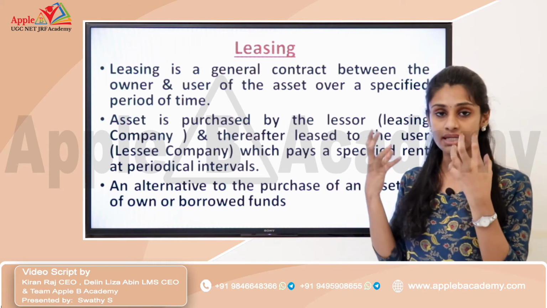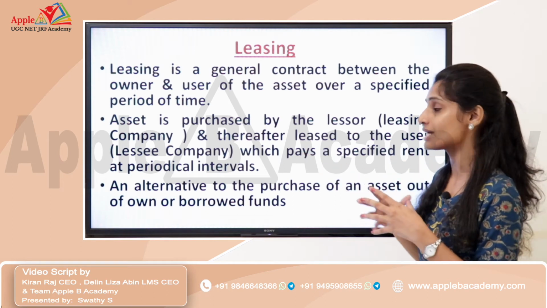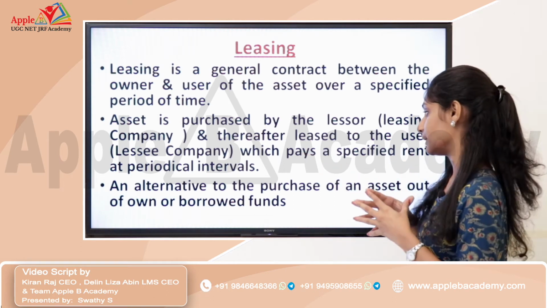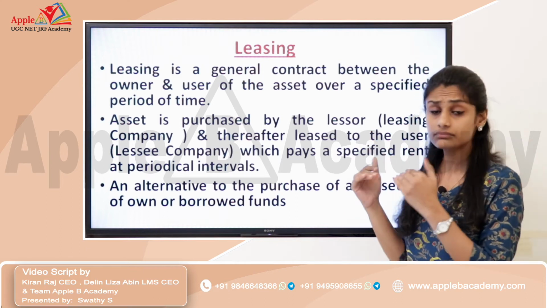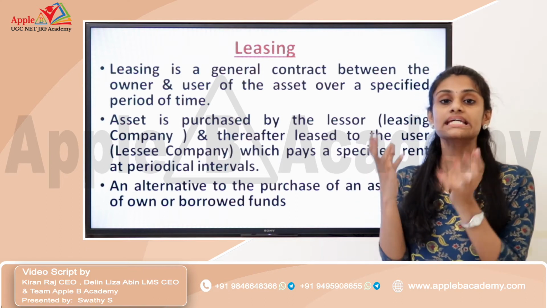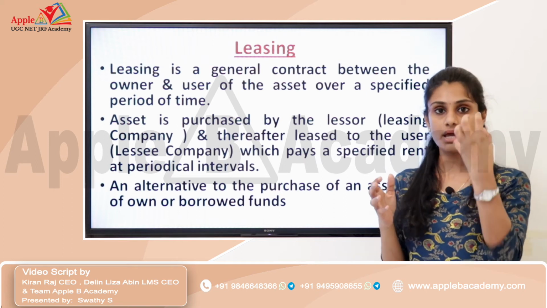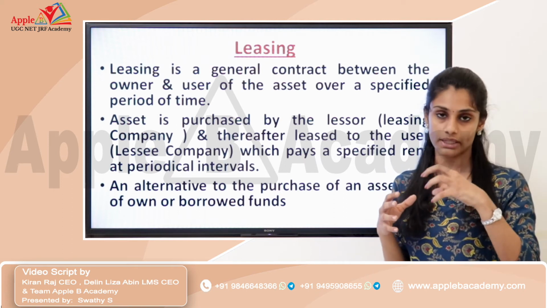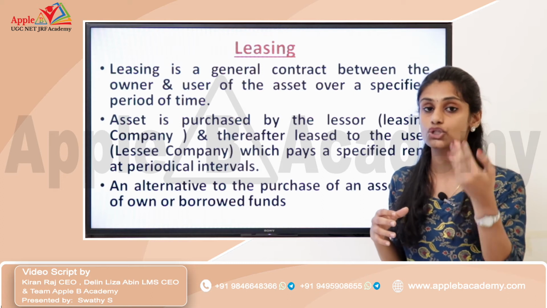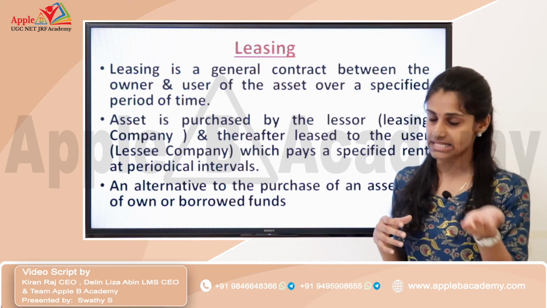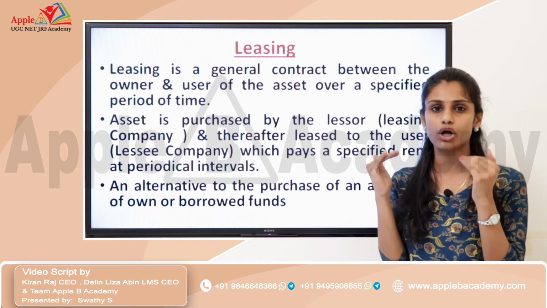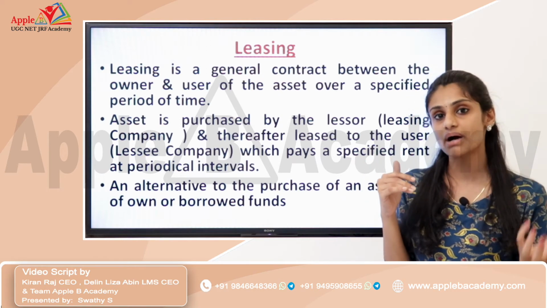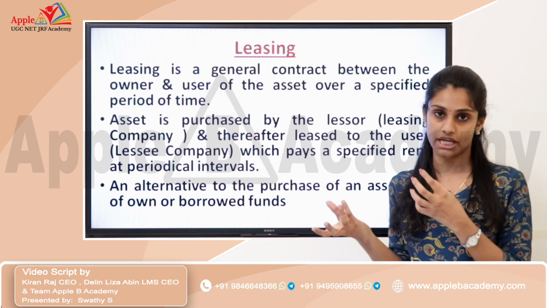The person who is taking that asset for lease is known as lessee or lessee company, which pays a specified rent at periodical intervals. So these lessees need to pay lease rentals to the lessor as they are taking that particular asset on lease. That is a payment that they have to make to the owner. The owner means the lessor. So this can be considered as an alternative from the part of lessee, whether to buy a particular asset or whether to take it on lease.